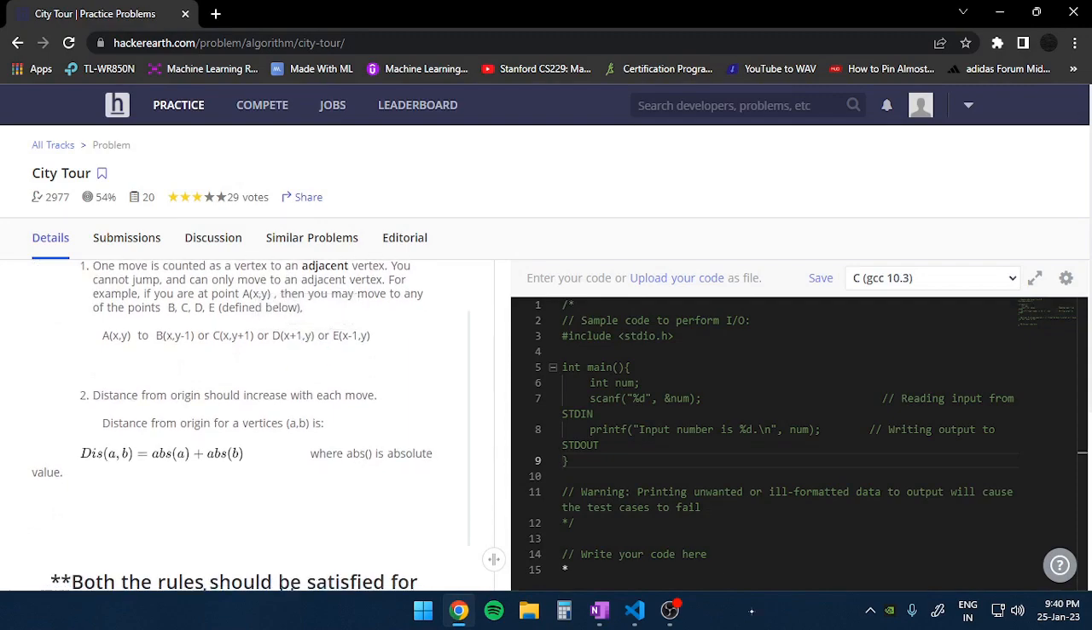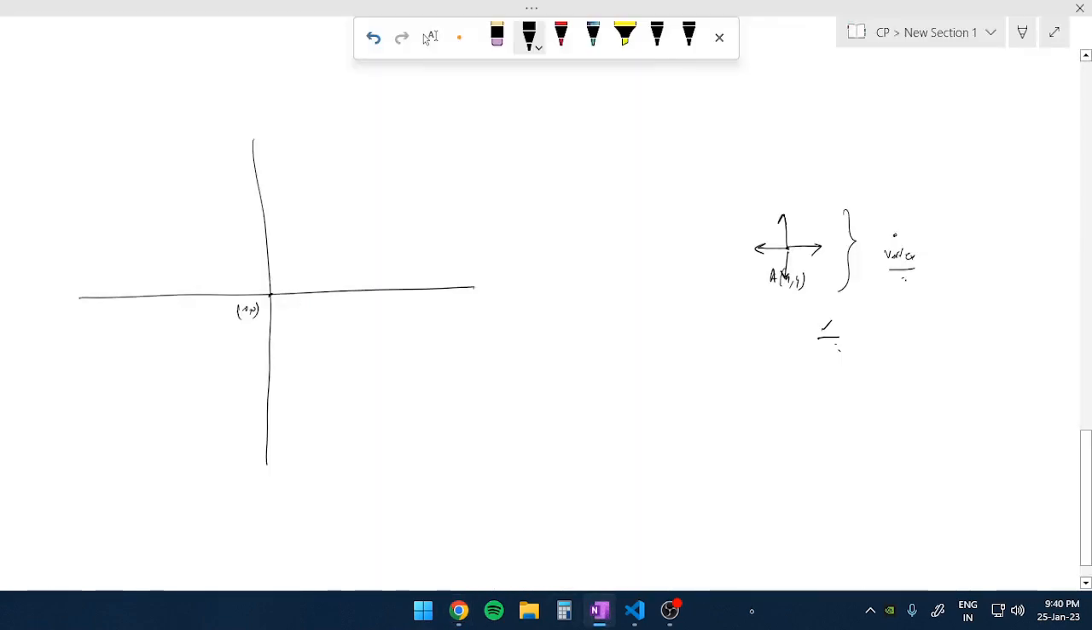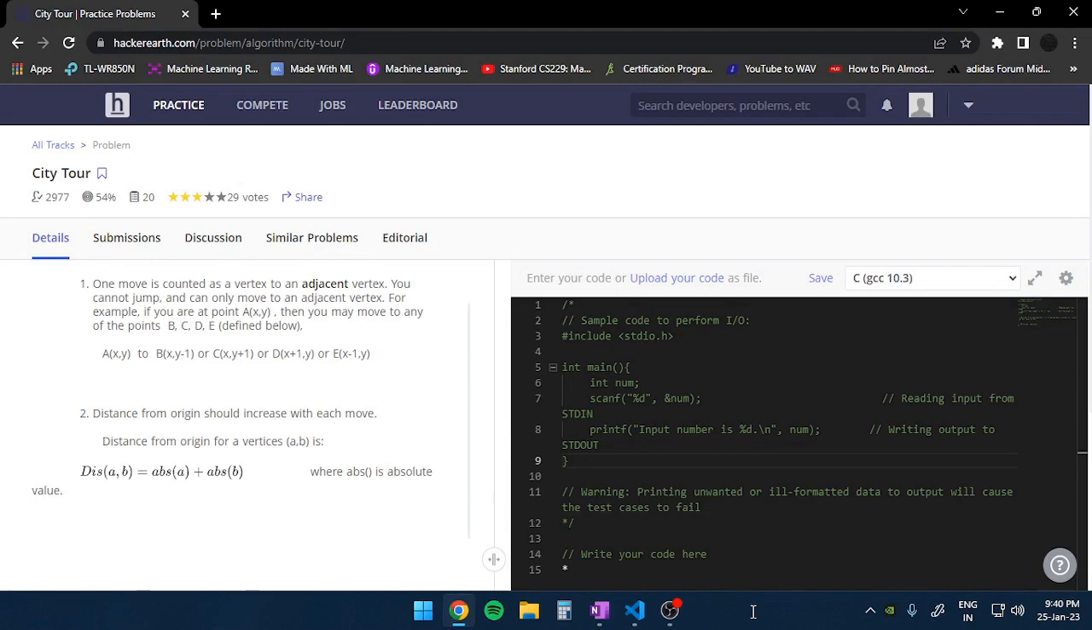Although second, the distance from the origin should increase with each move. Distance from the origin for the vertices is this. This is 1, this is 2, this is 3, this is 4, this is 1, this is 2, this is 3, this is 4. So basically they are telling us that the distance from the origin should increase with each move. And how can it move? It can move only in 4 directions.